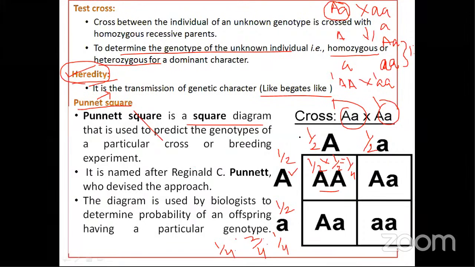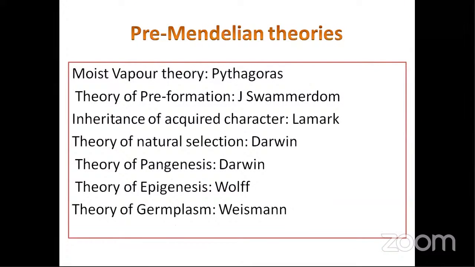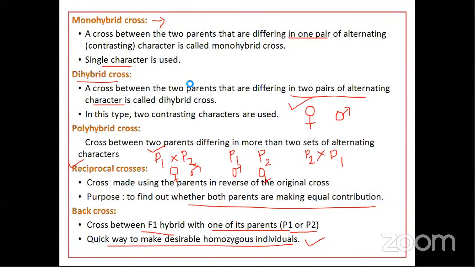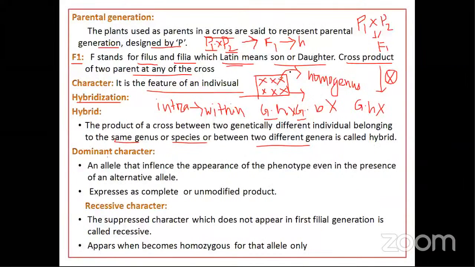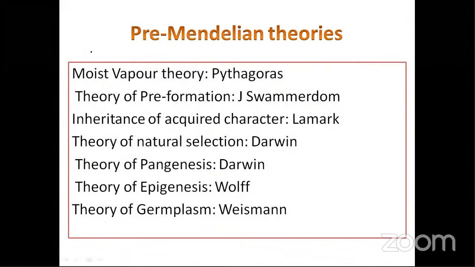This sort of multiplication will come in the various problems associated with the Punnett square. It was named after the scientist Reginald C. Punnett, who devised this approach. So these first three slides are very important from your examination point of view. You need to be very clear regarding these terms because they will ask directly from these terms. That's why I put all the creamy parts in the first slides only.